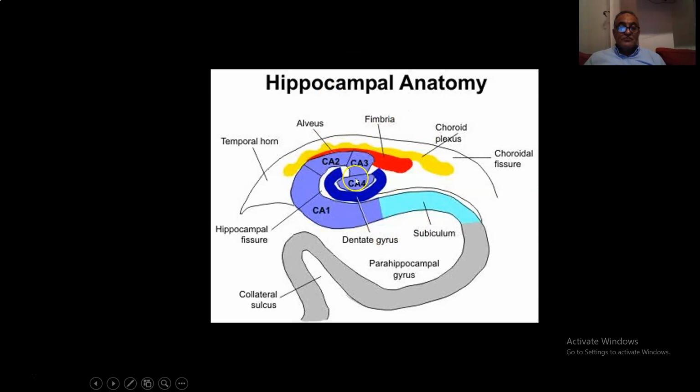Another view, another side: hippocampus, dentate gyrus, head, alveus, fimbria, bag of water, subiculum, parahippocampal gyrus, the collateral sulcus, and the fusiform gyrus.